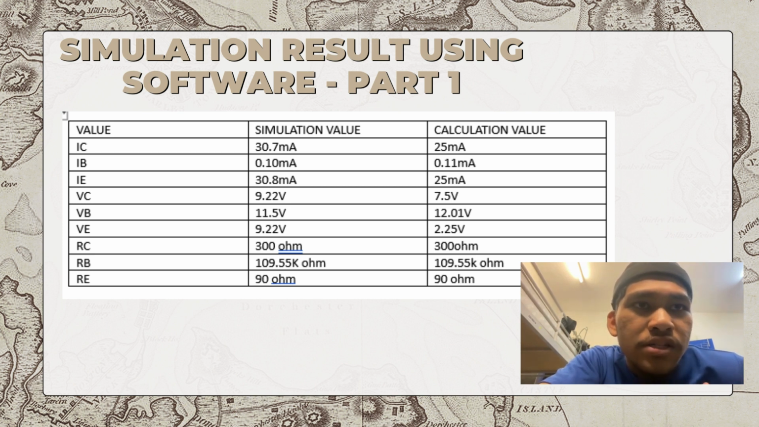RC, for simulation we have 300 ohm, and for calculation also 300 ohm. RB, for simulation we got 109.55 kilo ohm. Also for calculation we got 109.55 kilo ohm. For RE we got 90 ohm for simulation and 19 ohm for calculation value.